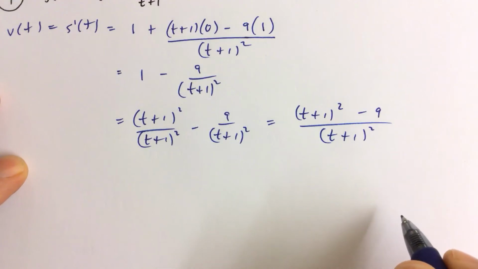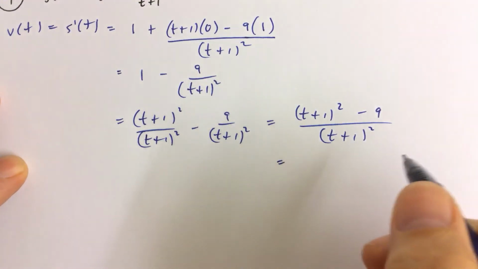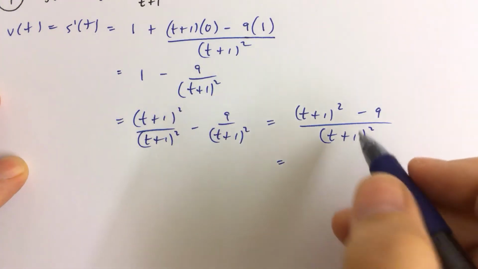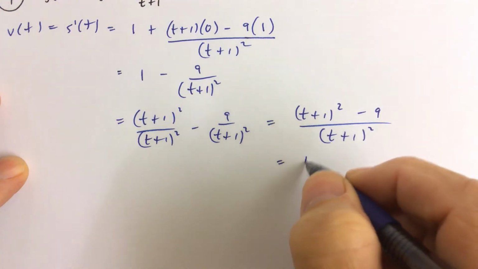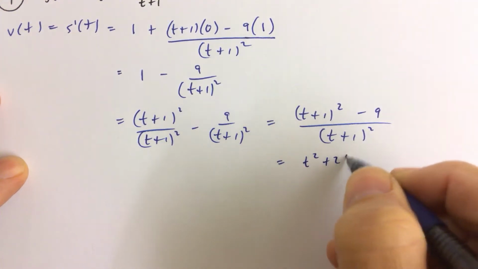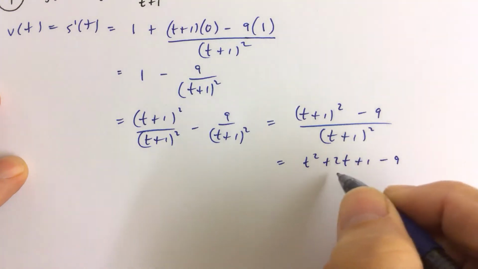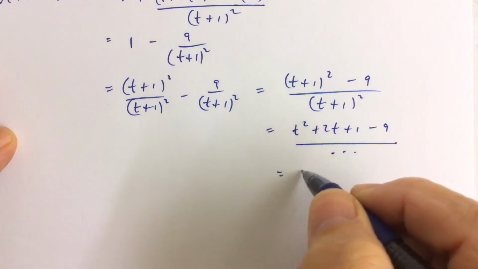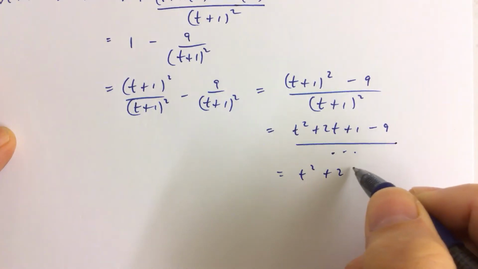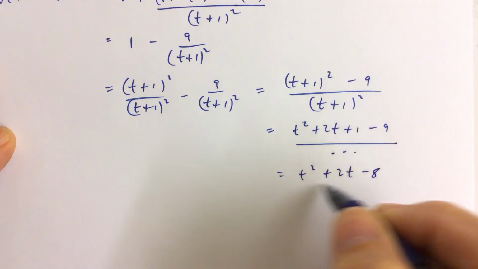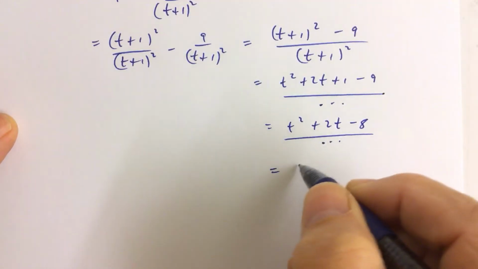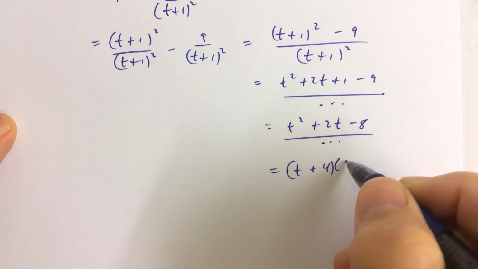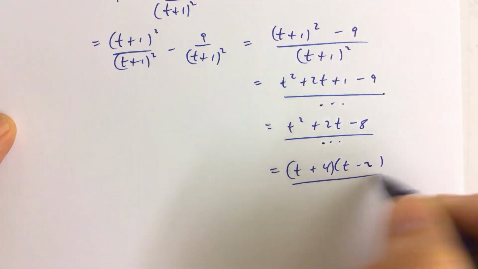And then still not super able to determine when the velocity is equal to 0. So we're going to multiply this out here in the numerator, t squared plus 2t plus 1 minus 9. That's the numerator. I'll just put dot dot dot for the denominator. And then combining like terms in the numerator, we have t squared plus 2t minus 8 over the denominator. And then factoring the numerator, we can see we have t plus 4 times t minus 2 all over t plus 1 squared.